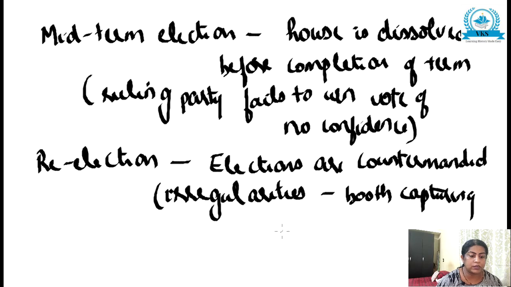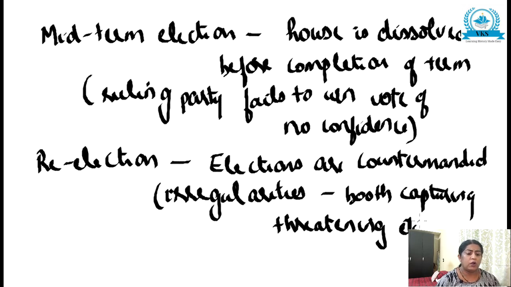or if there is some kind of threatening, then bribing the voters, bribing the polling staff, all these kinds of issues happen. And if the elections are countermanded or cancelled, that time the election which happens is called re-election. So this is held when elections are countermanded due to irregularities like booth capturing, threatening, bribing voters or bribing polling staff.